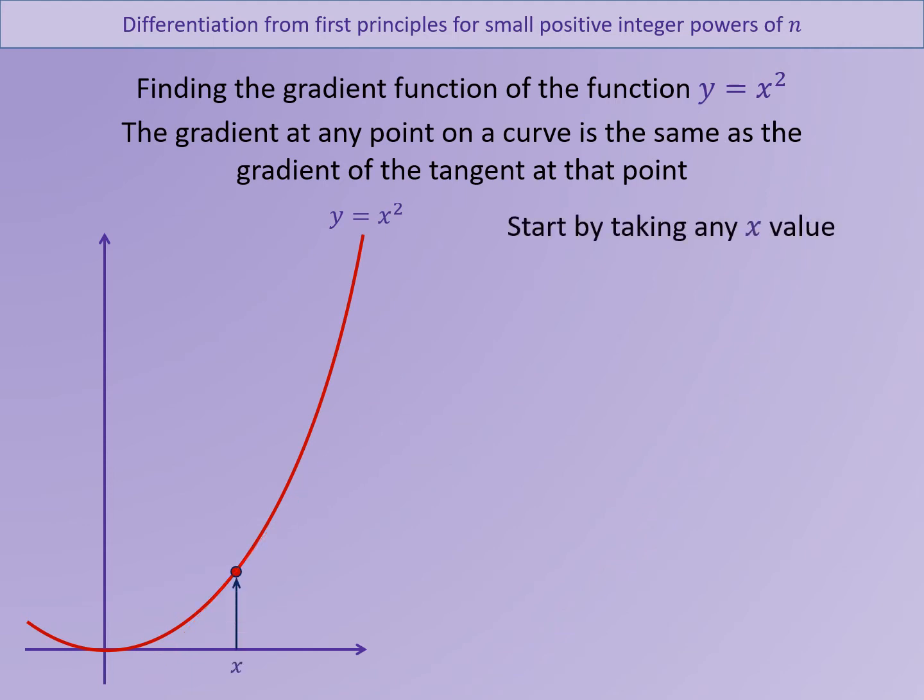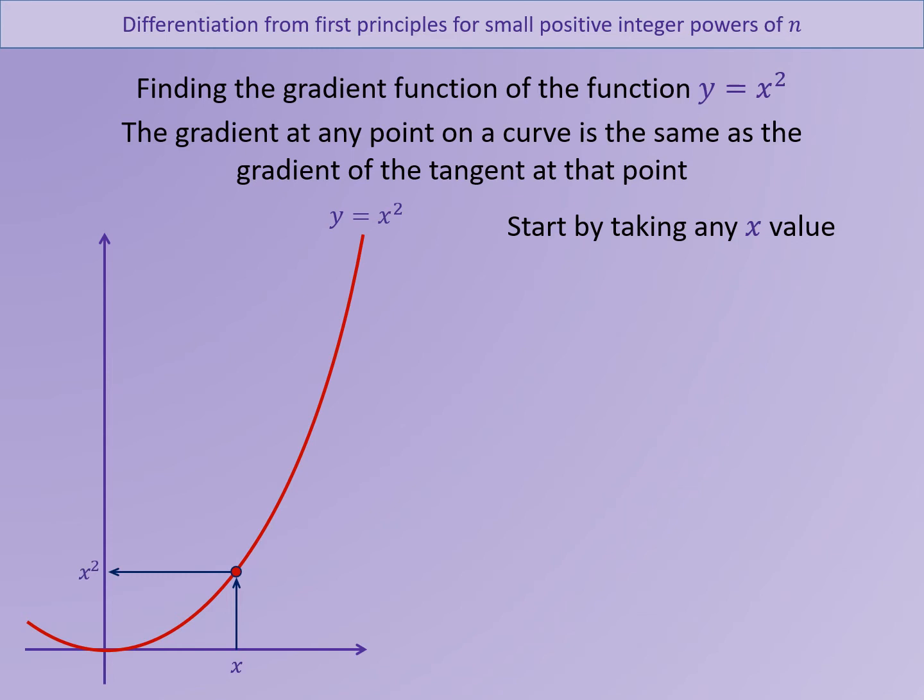So we've found our x value, and what we're going to do is look at what the x and y value is for that particular point. Well, our x value is x, and if I take that x value and place it into the equation, I get a y value of x squared.